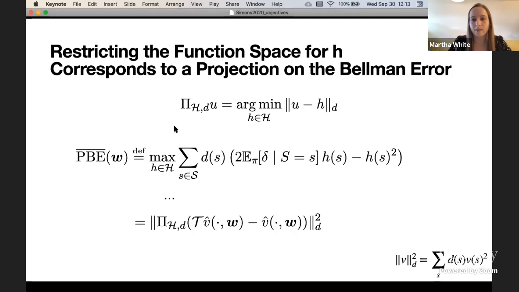So just to explain some of the notation on this slide, here I'm just writing what this projection means. So this is saying that this is the projection of some vector u onto the space H, the function space H here, with weighting D. So it's saying go find the H that's the closest to u in my space H, weighted proportionally to D. Okay, that's what this projection operator does.